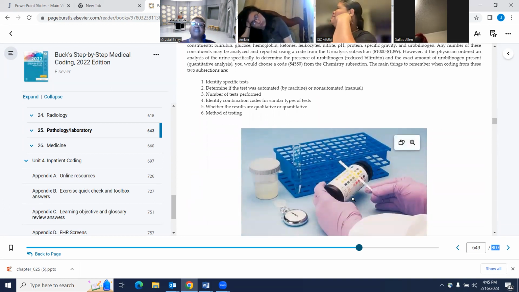So this is what I was telling you about the dipstick. When it's done by optical, they just use a little stick. Here's the urinalysis. They place it in a little tube and they read it.